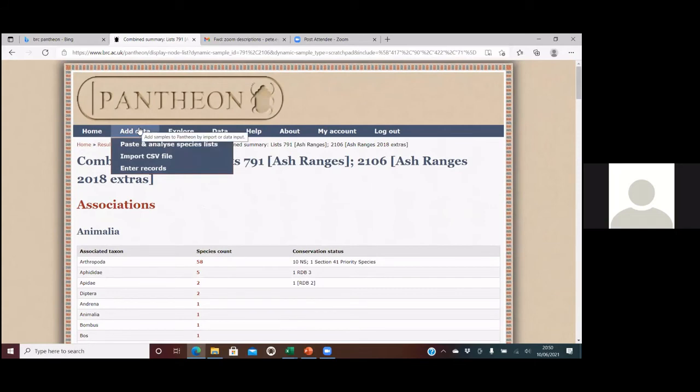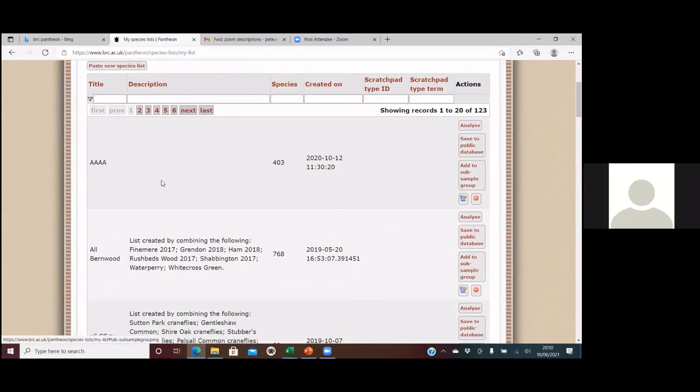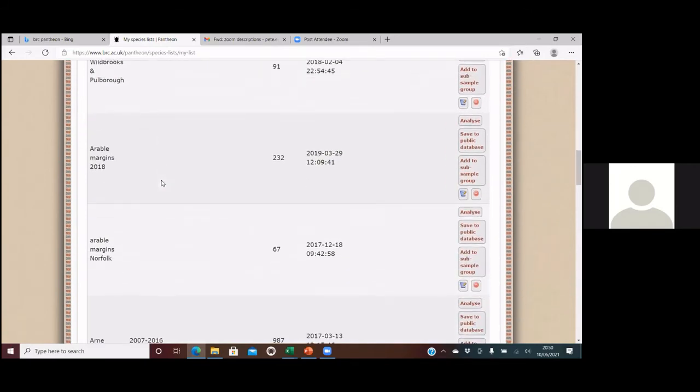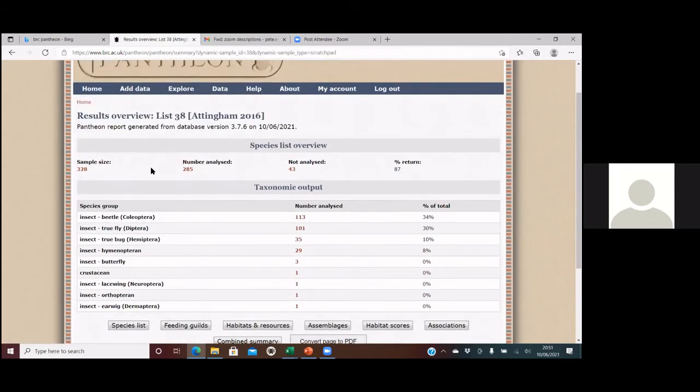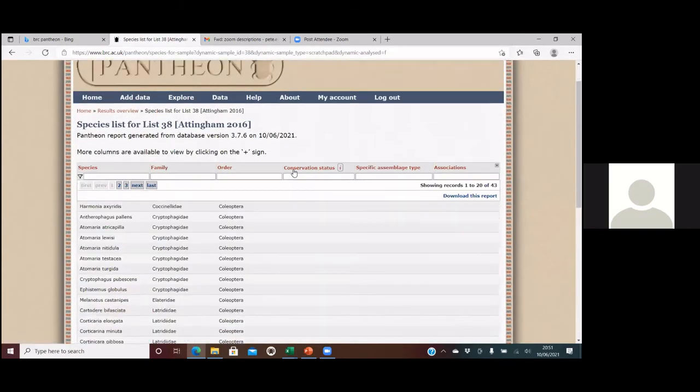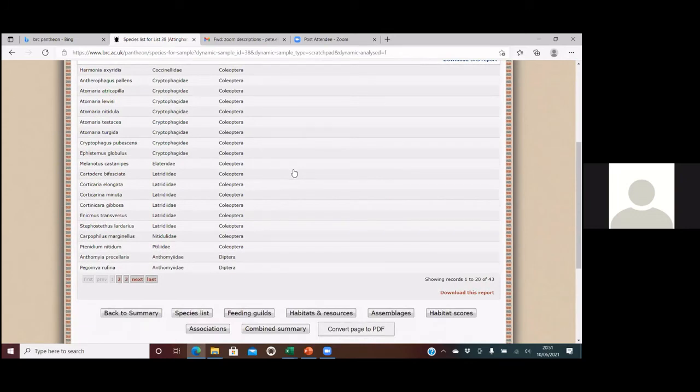Right, we'll go on to Attingham. I'm particularly keen that we do this one. So paste and analyze species gets us back to our beginning page, and we will go down, and Attingham 2016. So 330 species were collected and identified, none by anyone at Natural England. So data for free. So the sample size is 328 of what was analysed, 285, 43 species weren't analysed, and they were a variety of beetles for whatever reason. I don't know why they're not coded.